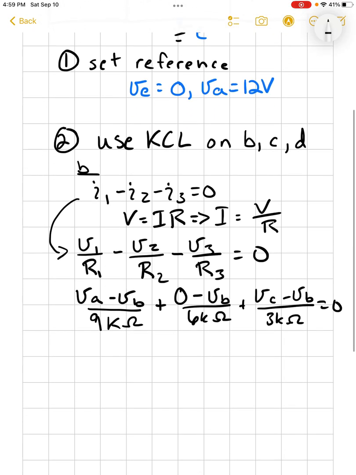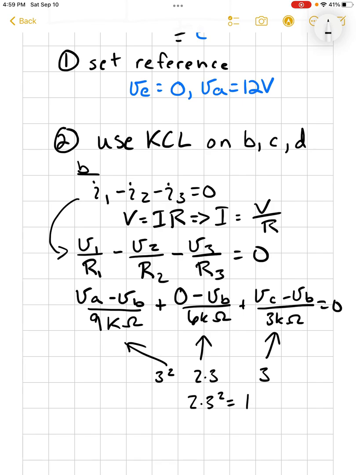So, now the way I do this, and there are other ways to do this, and I'm going to show you on the next equation another way of doing this, is I try to find the least common denominator, and then I multiply times that. So the least common denominator here, well, this one's 3 squared, this one's 2 times 3, and this one's 3. So our least common denominator is going to be 2 times 3 squared, which is 18 kiloohms.